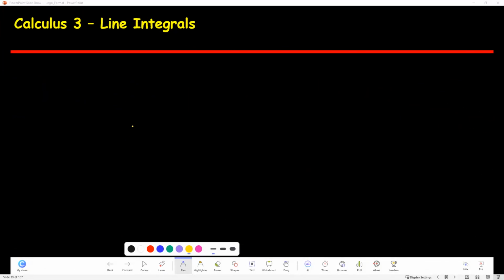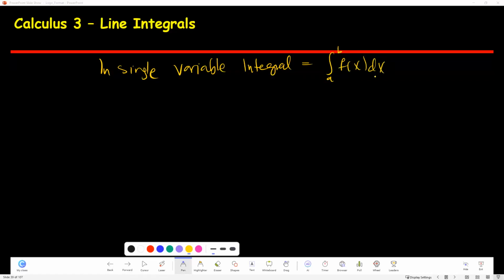Well, in single variable integral, we usually write like this. And we say this is integral over R, and R is my region, right? This is integral over R, my region.